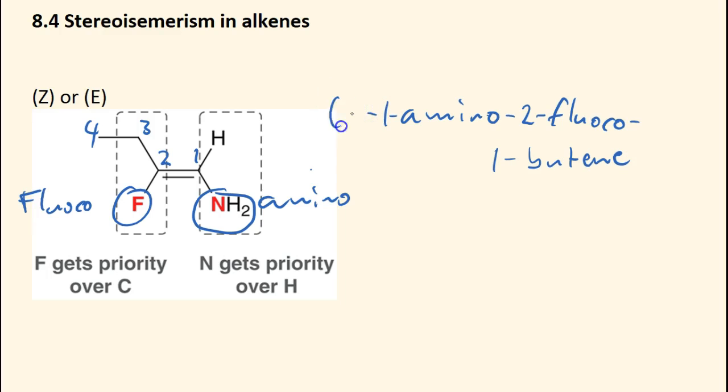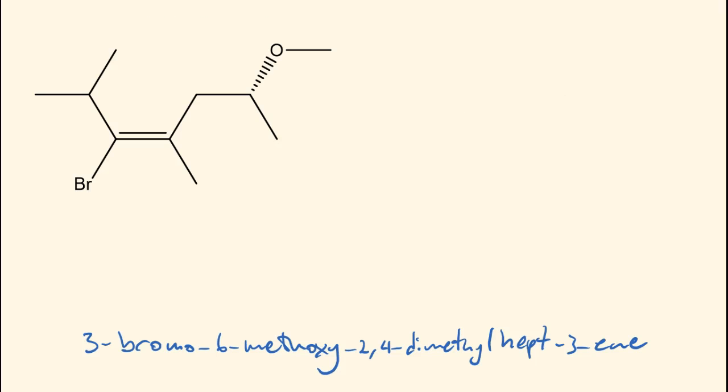So out in front, you put the Z in parentheses to indicate that both the fluorine and the amino group are on the same side of the double bond as opposed to opposite sides. So in the compound that we've been looking at from the test, our 3-bromo-6-methoxy-2,4-dimethylhept-3-ene, there's a double bond, and we need to classify that as to whether it is Z or E.